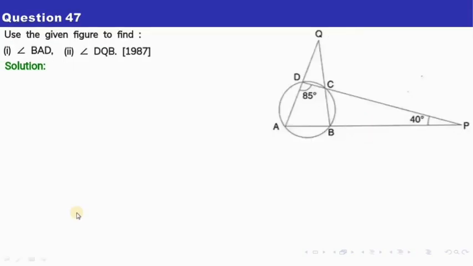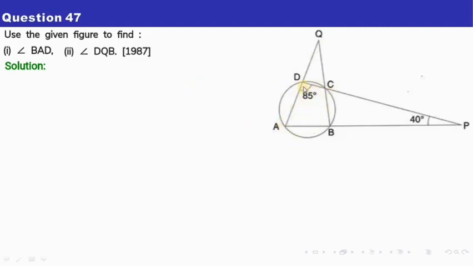Okay, let's have a look at the next question. So using the given figure, we need to find BAD. That is, BAD means this angle, alright, and DQB. So DQB means this angle. Alright, so let us find these two angles. Now let us have a look at this one.